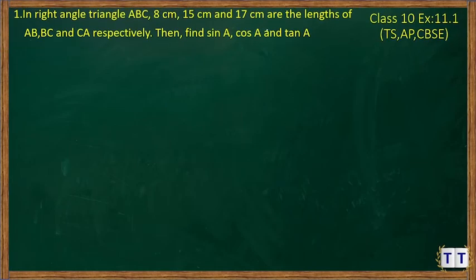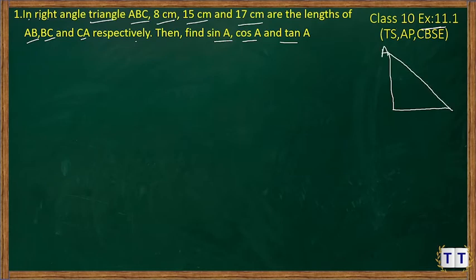So this is exercise 11.1, first question. In the right angle triangle ABC, 8 centimeters, 15 centimeters, 17 centimeters are the lengths of AB, BC, CA respectively. Then find sin A, cos A, tan A. First we will draw the figure. In trigonometry, the figure is very important. This will be my A, this will be my B, this will be my C. Since it has not been mentioned where the right angle is, you can take it anywhere. So I'm taking the right angle at B, 90 degrees.